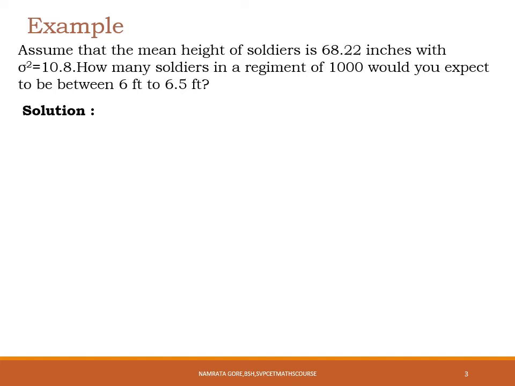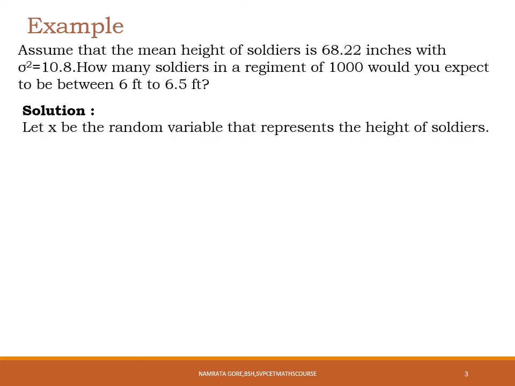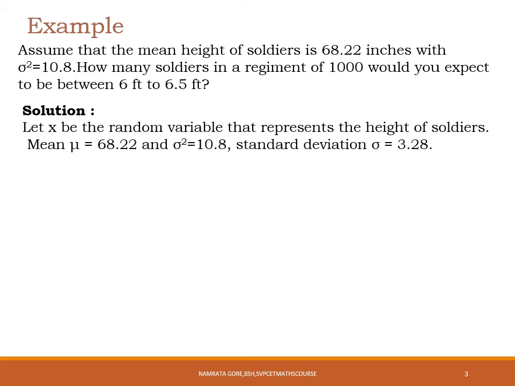Another example says that assume that mean height of soldiers is 68.22 inches with sigma square, that is variance, 10.8. How many soldiers in the regiment of 1000 would you expect to be between 6 feet to 6.5 feet? So to start with, our random variable is the height of the soldiers, for which mean and variance is given to us. Mean is 68.22 and variance is 10.8, and positive square root of variance is our standard deviation, which is required here, that is 3.28.